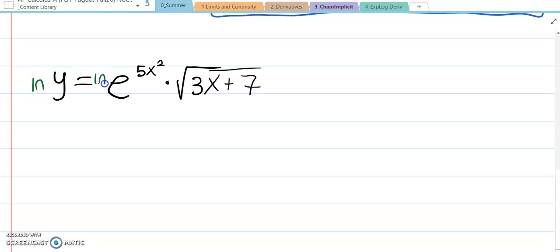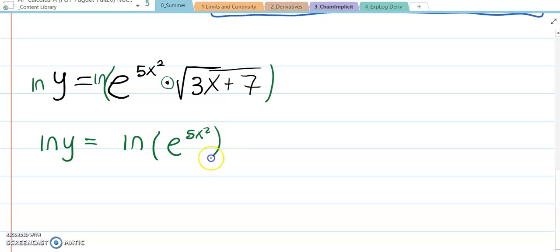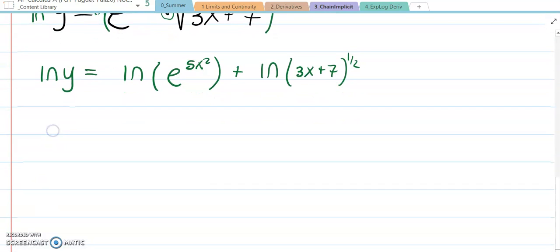So as the last example showed, we're going to go ahead and take the natural log of both sides. So the simplification, this will be natural log of. Now this is going to get split because of the multiplication sign. This is going to become natural log of e to the 5x squared plus natural log of (3x plus 7) raised to the 1/2. Now there's two things we can do to simplify this.